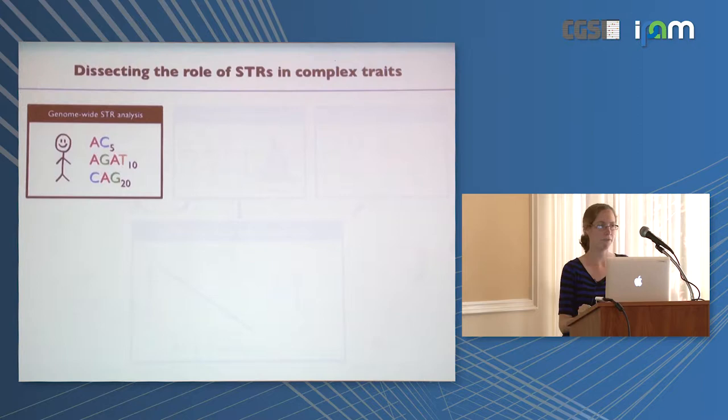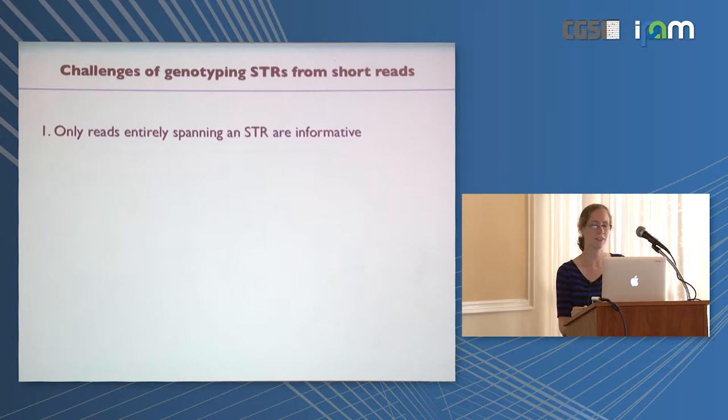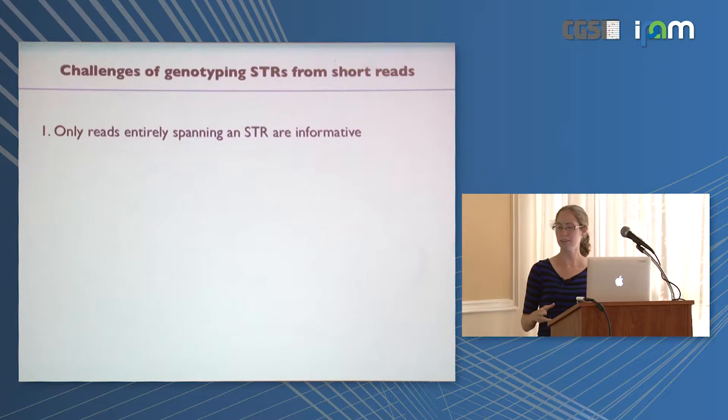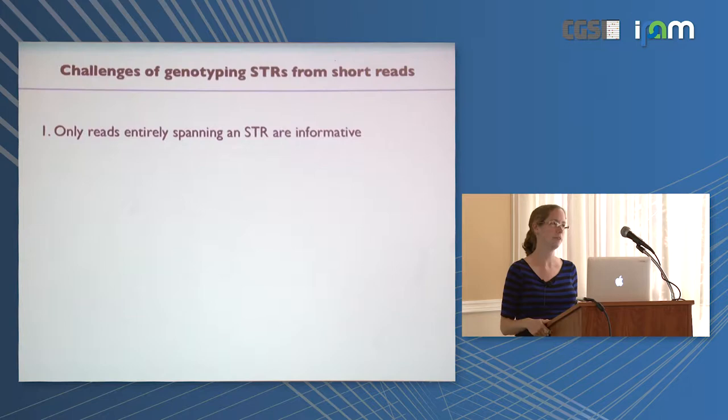Okay, so I mentioned most people avoid STRs, which is what I did for a while as well. And it turns out that's because they're really, really difficult to look at. And I thought I'd just start by pointing out the challenges that we thought about when we first started thinking about the problem of how we can genotype these STRs from sequencing data.